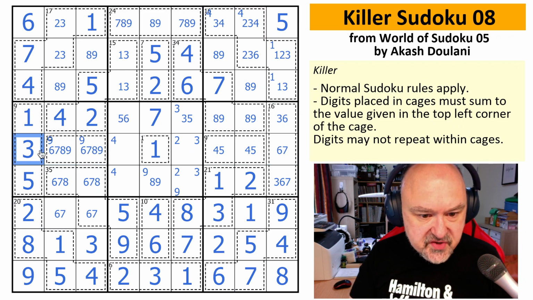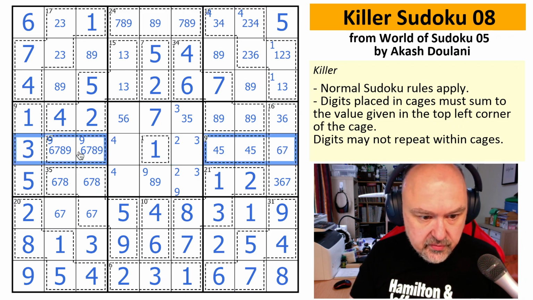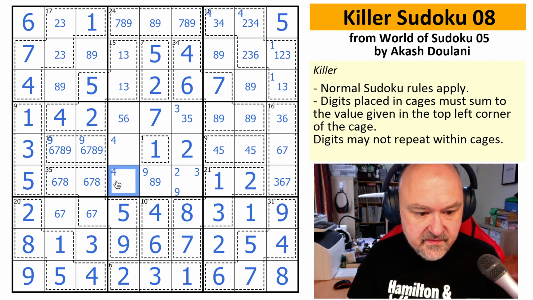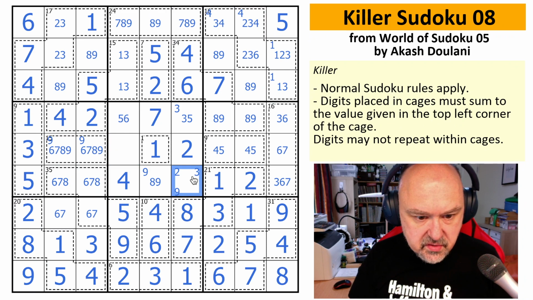The only place for 2 in this row now is right there, because I can't put 2 in any of those, so 2 has to go in one of those 2, and that 2 eliminates that one. So that's a 2. So this cannot be a 4 anymore because of the 4, 5. So that must be the 4. This is not a 2.